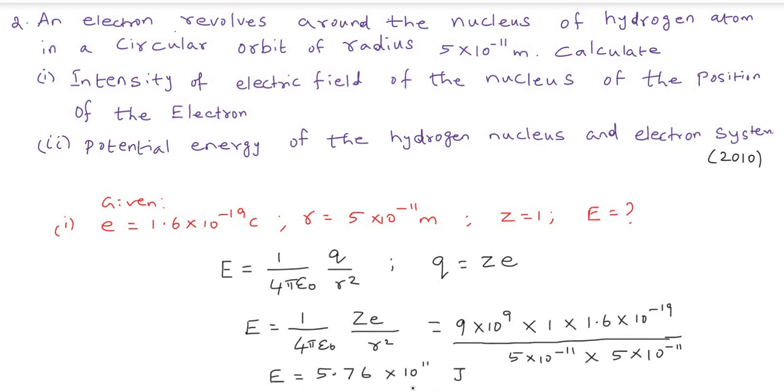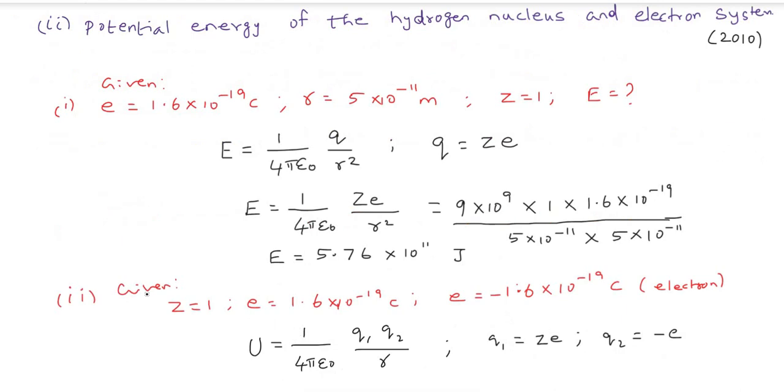Here substitute joule. In the second sum, given Z equal to 1, E equal to proton value, E equal to 1.6 into 10 power minus 19 coulomb. Electron value is minus 1.6 into 10 power minus 19 coulomb. In general, the formula for potential energy is U equal to 1 by 4 pi epsilon naught Q1 Q2 by R. Here Q1 equal to Z into E, proton, Q2 equal to minus E, electron.